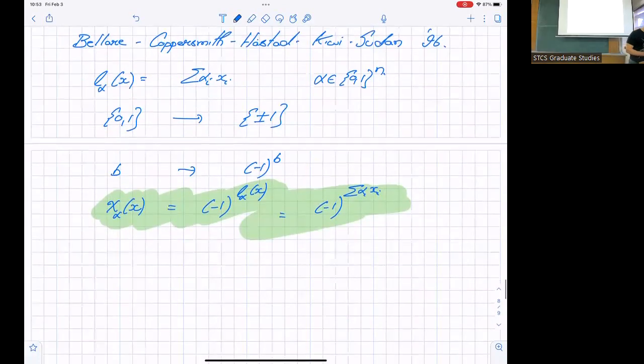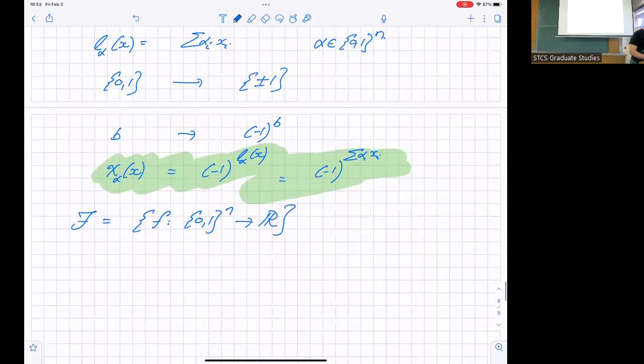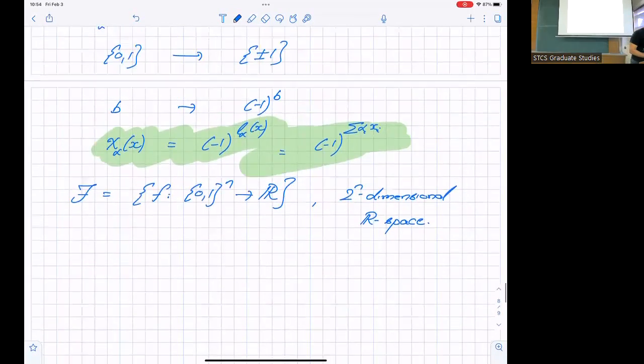So let's look at the space of functions f going from {0,1} to the n to the reals. This is a 2 to the n dimensional vector space over the reals. We can equip this with an inner product. Let's equip it with an inner product.